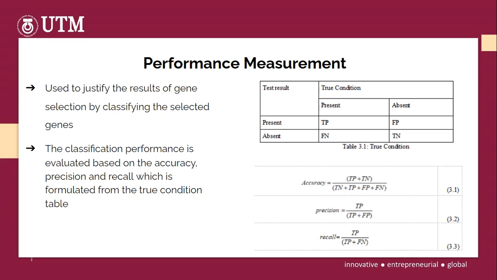Next is the performance measurement. The performance measurement is used to justify the result of gene selection by classifying the selected genes. The classification performance is evaluated based on the accuracy, precision, and recall, which is formulated from the true condition table shown in Table 3.1. Equations 3.1, 3.2, and 3.3 are equations for accuracy, precision, and recall respectively. These equations are based on the true condition table.